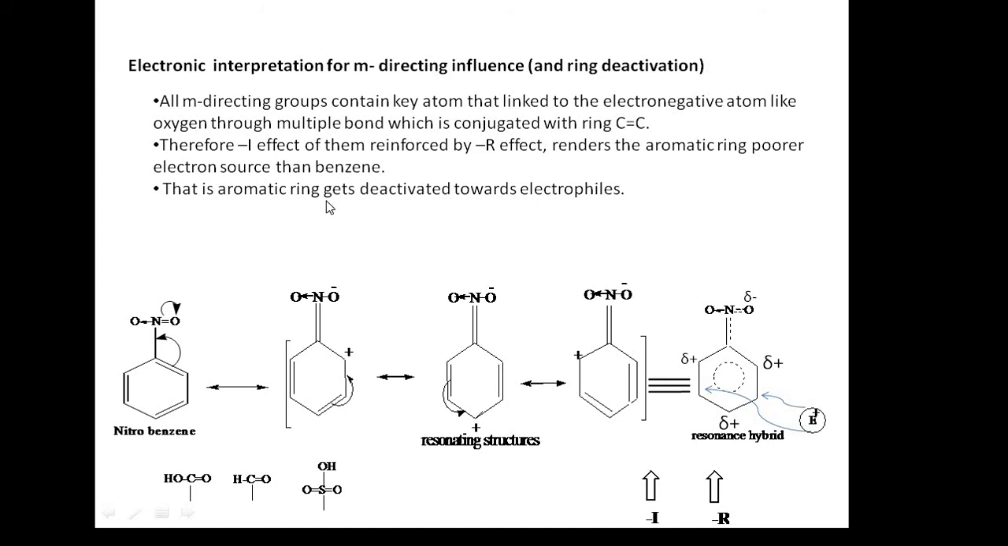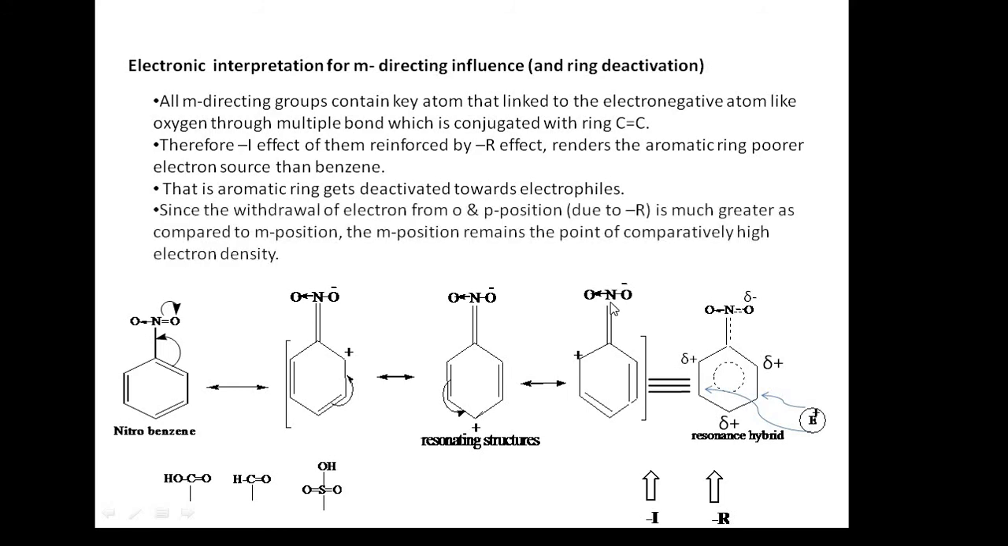That is why the aromatic ring gets deactivated towards electrophiles, because if electrophiles are to be attracted, then the substrate should have more electron density. Here the electron density on the phenyl ring is decreased. That is why it is called deactivated towards the electrophile. But here you can observe the withdrawal of electrons from the phenyl ring occurs more at the ortho and para positions, but not from the meta position, because the meta position is not involved in the resonance. So comparatively the electron density is less at the ortho and para positions.